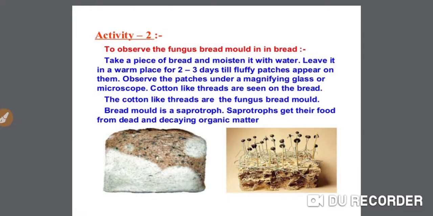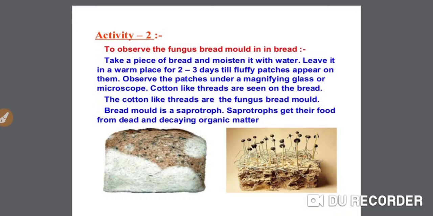Now there is an activity which we have to discuss, that is activity number 1.2, on page number 6. So let's start. What is the activity? The aim is to observe the fungus bread mold on bread. Take a piece of bread and moisten it with water. Leave it in a warm place for 2 to 3 days till fluffy patches appear on it. Observe the patches under a magnifying glass or microscope.